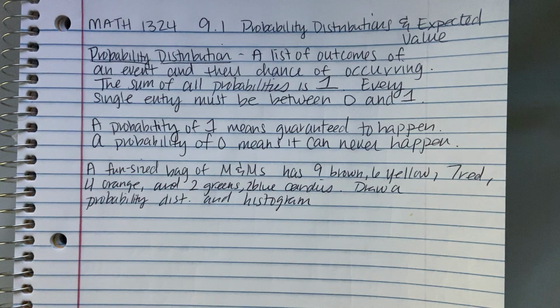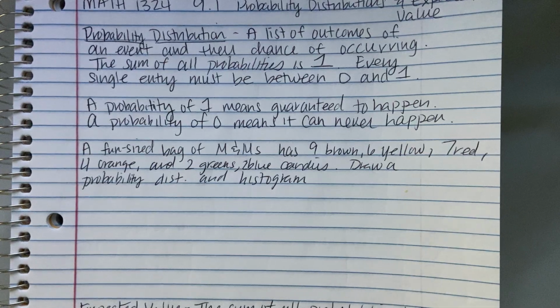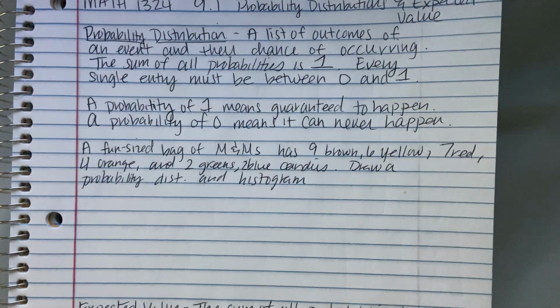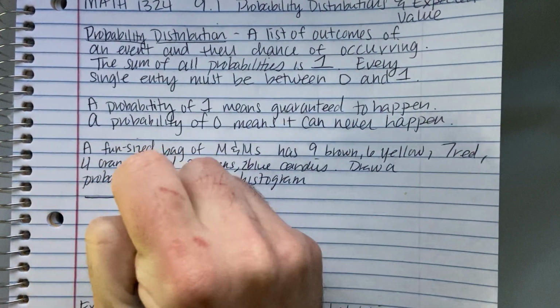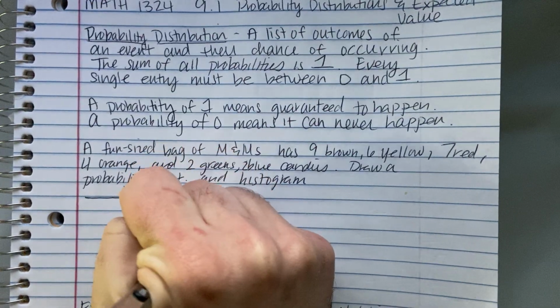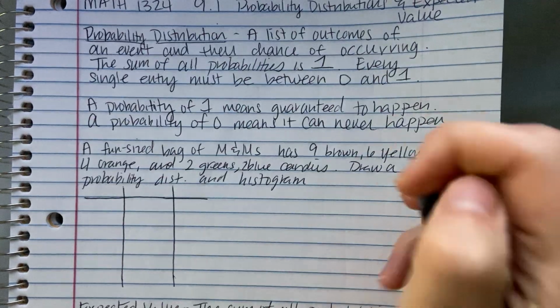So let's just look at that word problem down at the bottom, or in the middle. It says a fun-sized bag of M&Ms has 9 brown, 6 yellow, 7 red, 4 orange, 2 green, and 2 blue candies. Draw a probability distribution in histogram. We'll talk about the histogram in a second, but let's just do the probability distribution. So to do a probability distribution, really this is your part. It's like the chances of it happening, so we need parts of a whole.